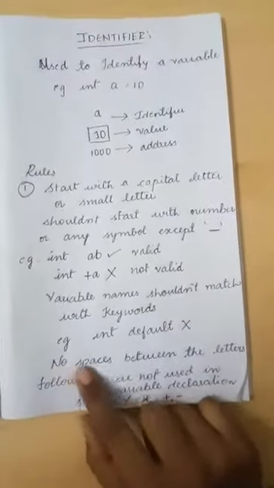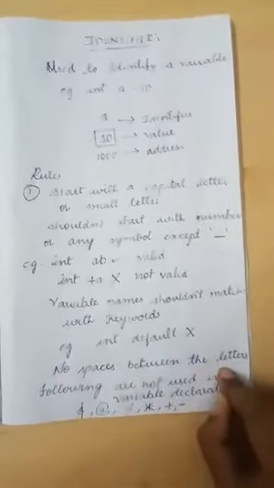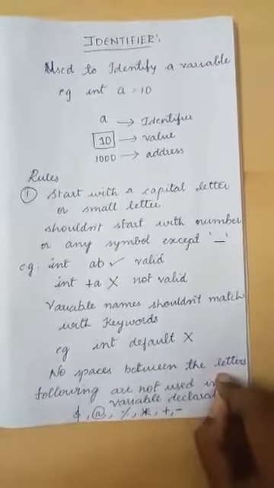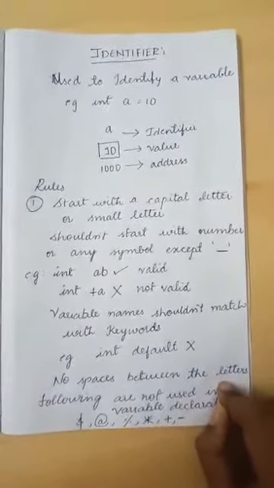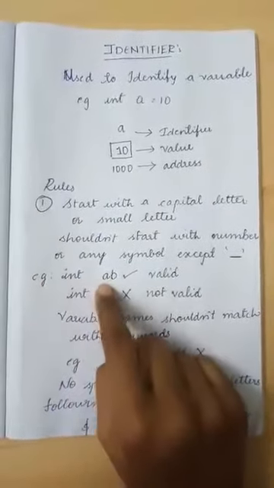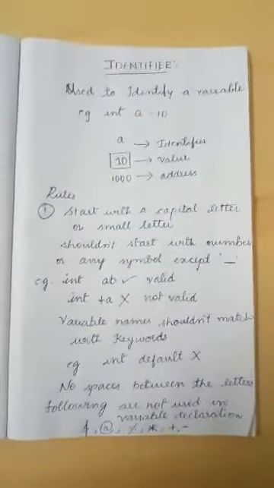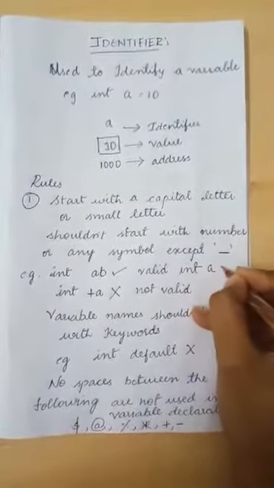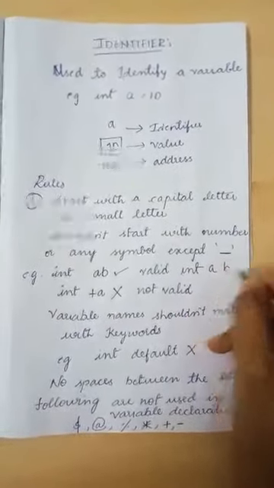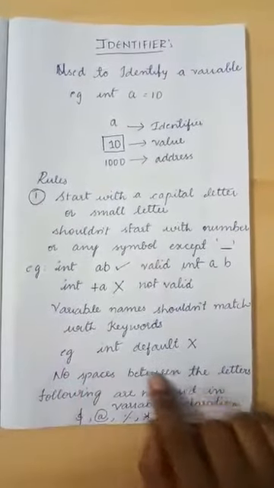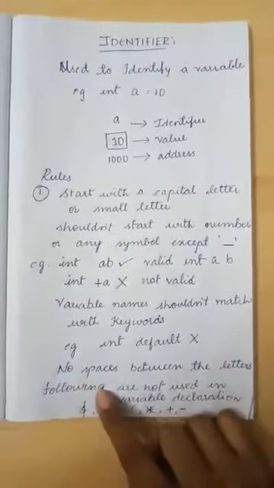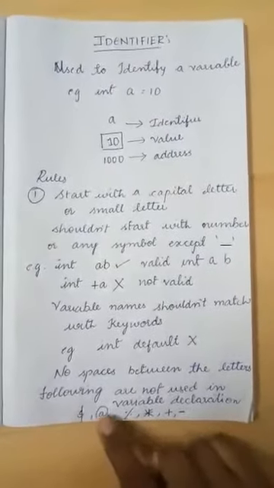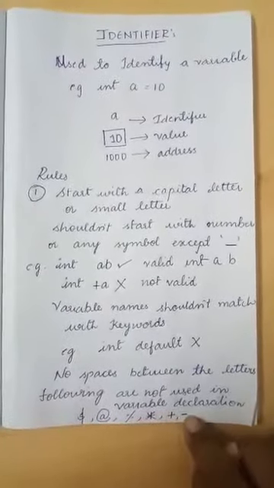Next, no spaces are allowed between the letters. Whenever we declare an identifier, there should not be any spaces. Like here we're declaring int ab. If I take a space, like int a space b, this is not allowed. No spaces between the letters. The following symbols are not allowed in the variable declaration.